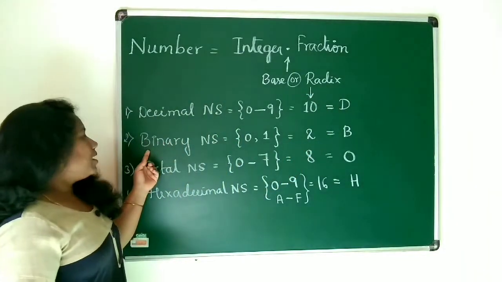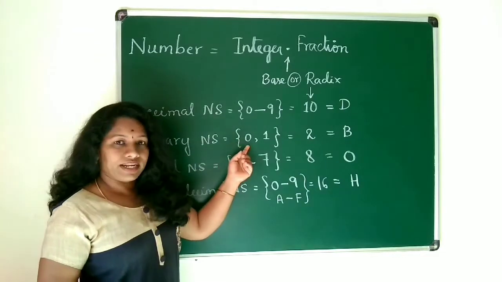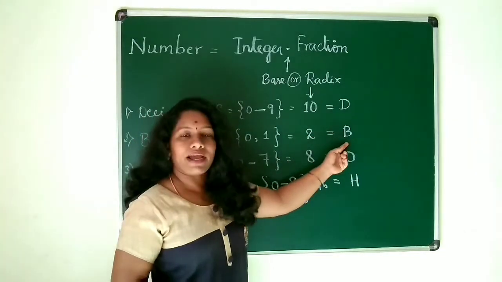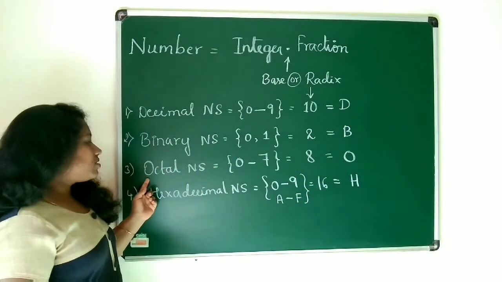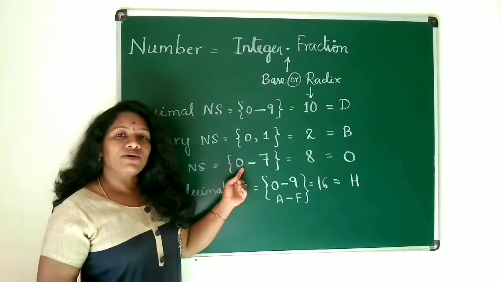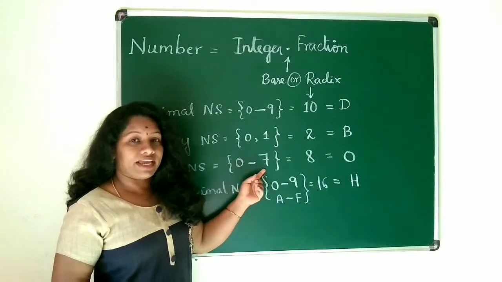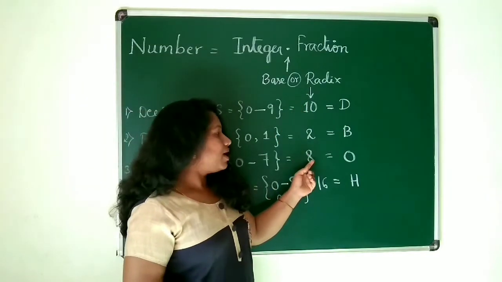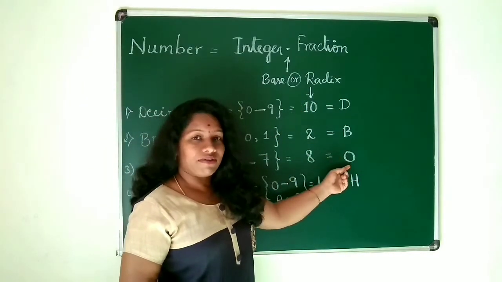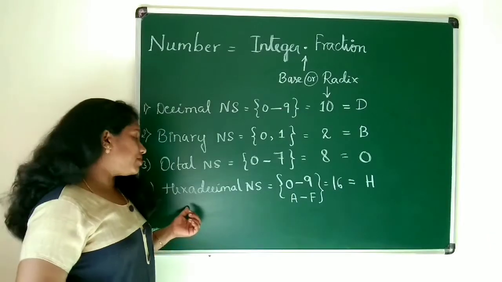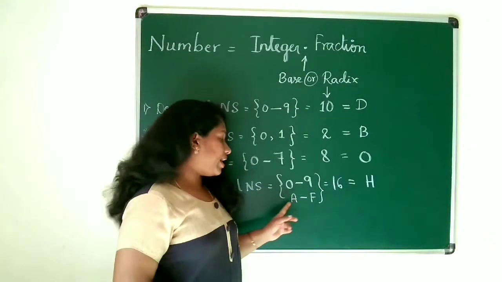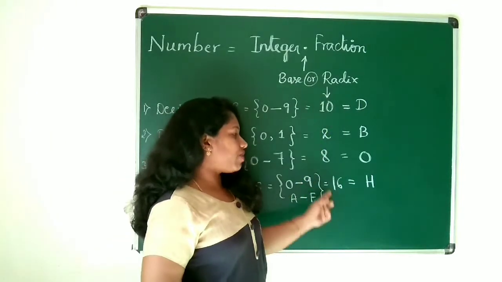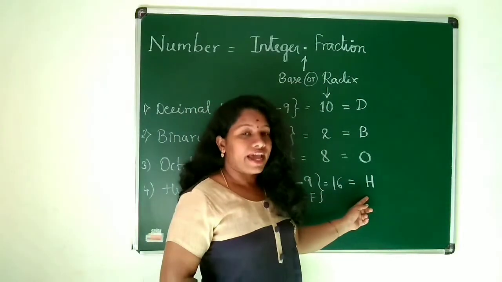And then in the binary number system, there are two various digits, so the radix value will become 2. This can also be represented by the alphabet B. And then the octal number system, which contains 0 to 7, totally 8 various digits. So that will become the radix value of the octal number system, which can be represented by the alphabet O. The hexadecimal number system has 0 to 9 and A to F, totally 16 various digits. So this will become the radix value. This can also be represented as H.